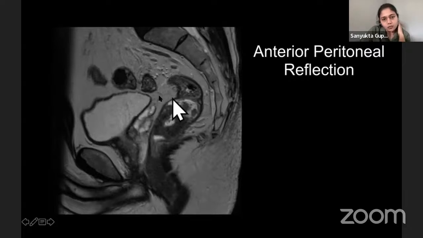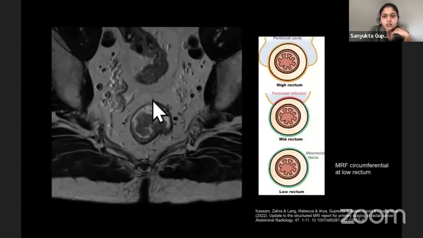And if it's a woman, then it's extending up to the torus uterinus. So basically, identifying this anterior peritoneal reflection is easier in sagittal planes. If you just scroll the scan, you find a thin hypointense line extending from the anterior rectal wall. So this is how we just talked about.